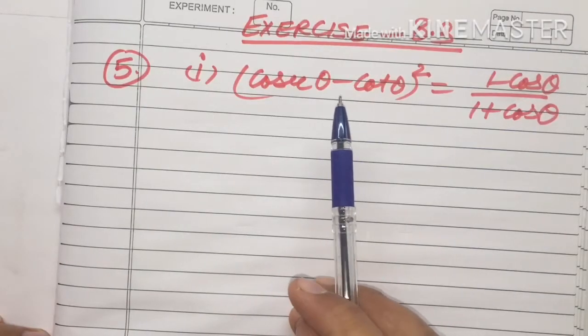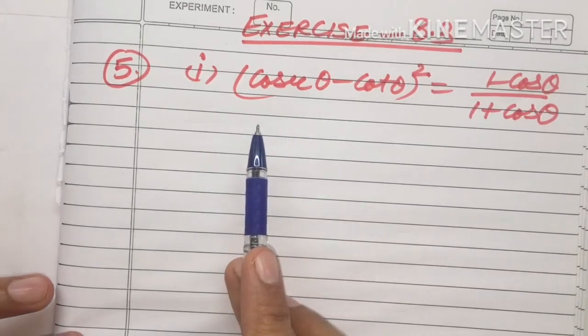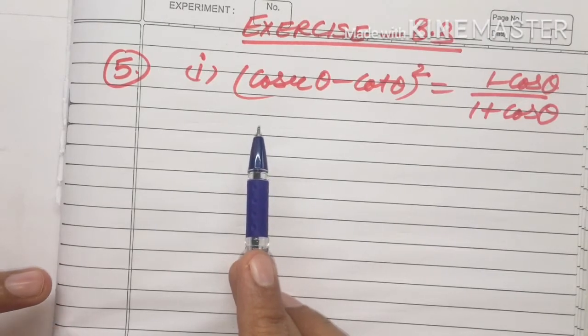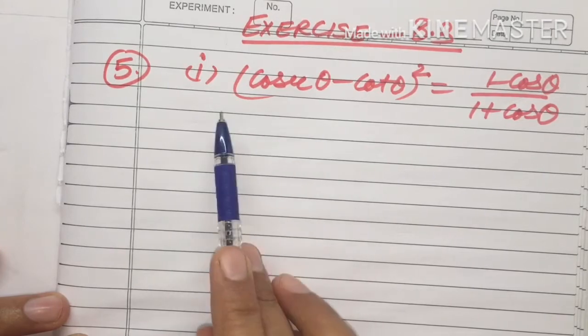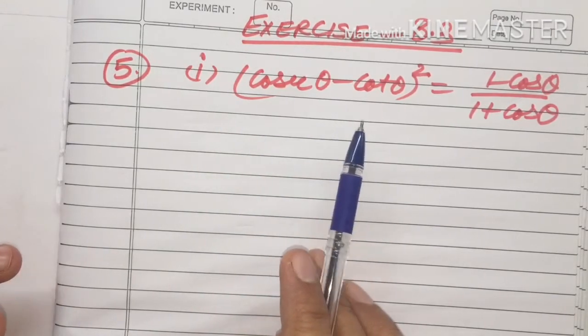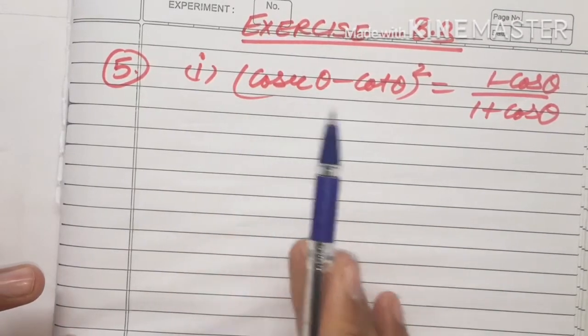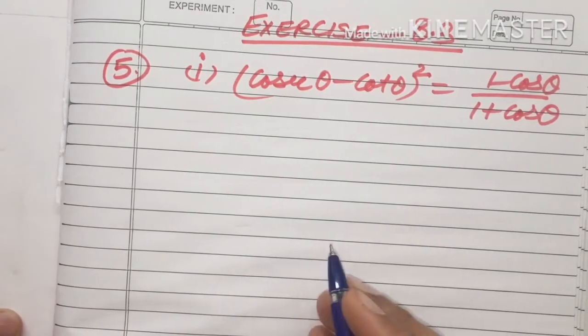Exercise 8.3, question number 5. In question number 5 we have to prove the following identities where the angles involved are acute angles for which the expressions are defined. These expressions we have to prove, that means left hand side we have to prove equal to right hand side. Both sides we need to prove equal.